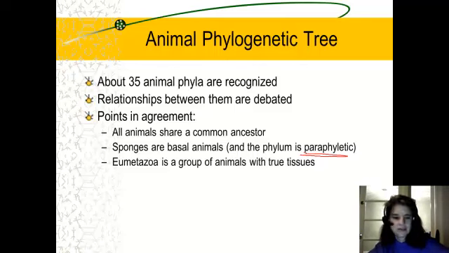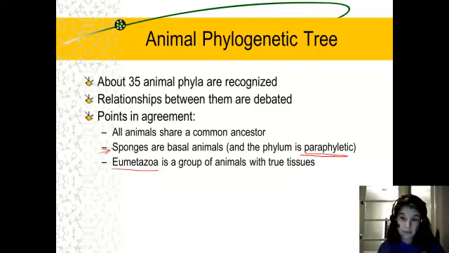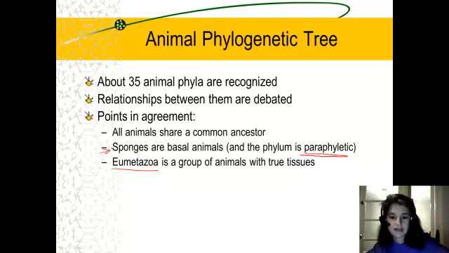Now, the eumetazoa that you see here is just the term given to all animals that have true tissues. Remember, what separates sponges from the rest of the animals is their very primitive nature. They don't have true tissues. They're almost colonial. They're so primitive. So the step from sponges that's more advanced are all the animals with true tissues.